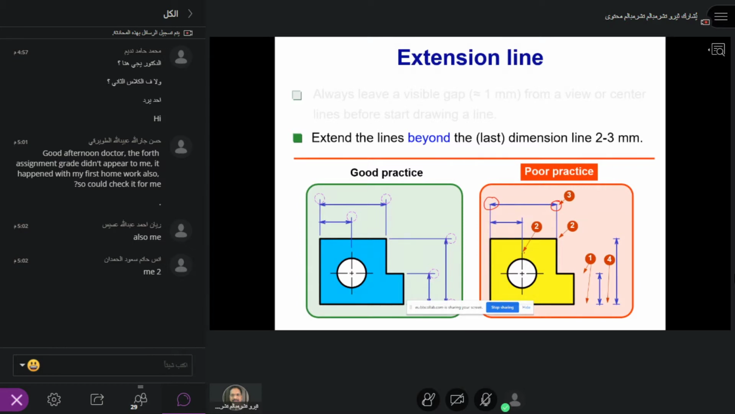And here the extension line is touching the center line, wrong. And here also the extension line touches the component, wrong. And then you see the gap here, it should start as close as possible, just give 1 mm, and this is also wrong. And here you see the two lines, there's a gap, this is also wrong, so it should extend all the way. So these are the poor practices.